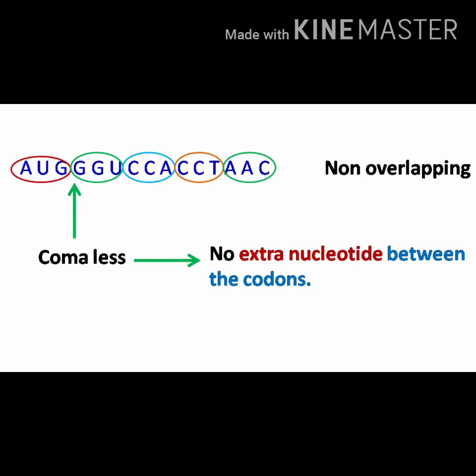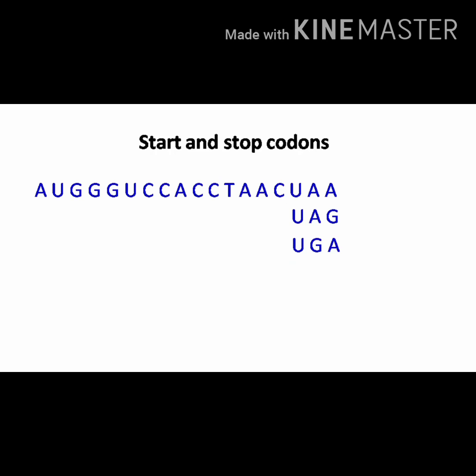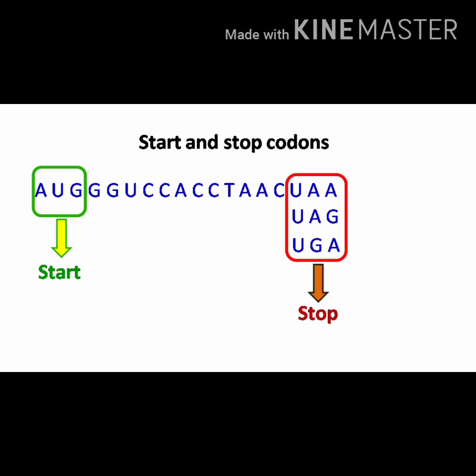Then another feature of the genetic code is that there is no overlapping. Non-overlapping. That means between the codons, there are no punctuations, there is no comma. So no extra nucleotides can be seen in between the codons. And in an mRNA, we can see the first codon should be AUG and the last codon may be UAA or UAG or UGA, and they are collectively called stop codons.